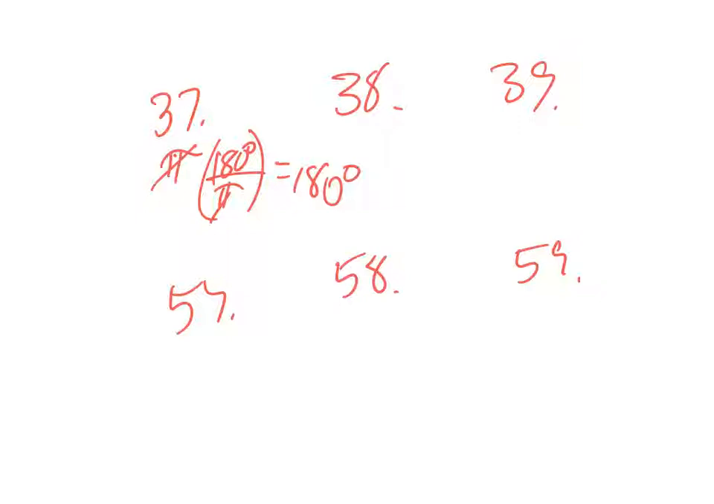Okay, now what's number 38? Negative 2 pi over 3. Negative, that's weird. 2 pi over, what? 3. Now we have directions for angles. Never had that before. Let me show you for a second.